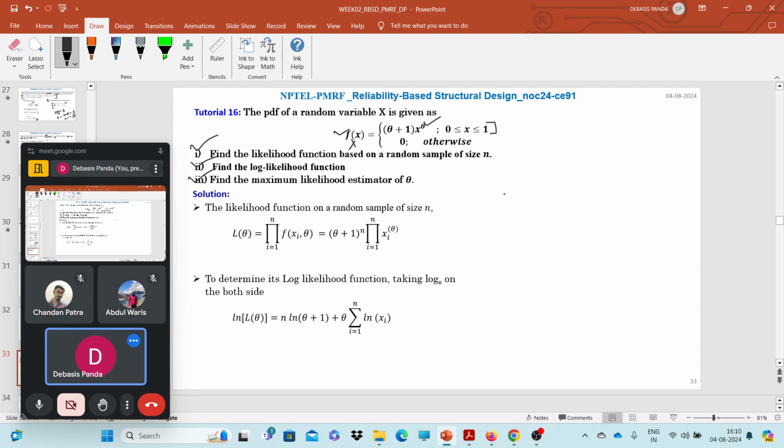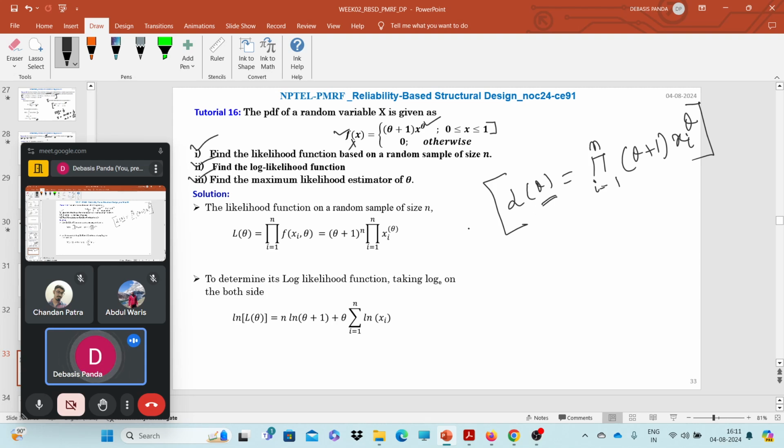So the likelihood function, we have seen how to formulate it. You need to multiply your PDF, and that is simply done by L of theta equals, using the pi operator. Just a few times back we have seen and cleared these concepts, how we can use that pi operator. So 1 to n, we have the PDF, and the PDF is nothing but theta plus 1 times x to the power theta. So this is your likelihood function. Now what is the log likelihood function? This is the likelihood function, that means we just multiply the PDF of the samples from 1 to however many samples we have, right? Now how can we calculate the log likelihood function?